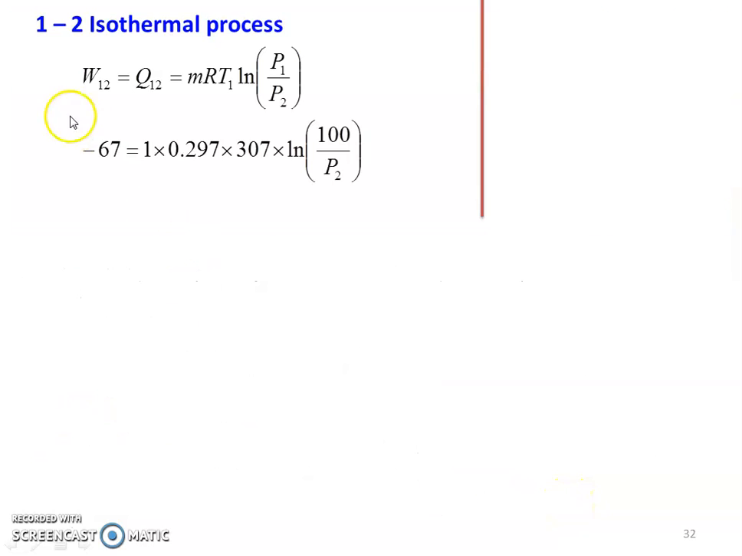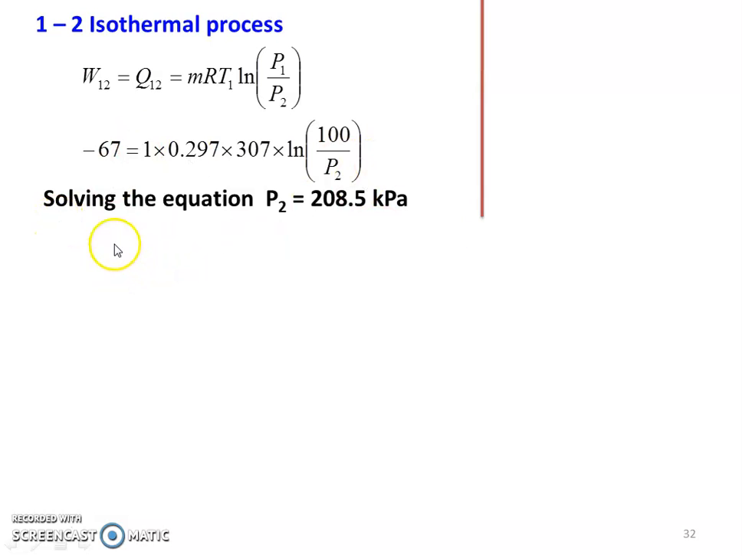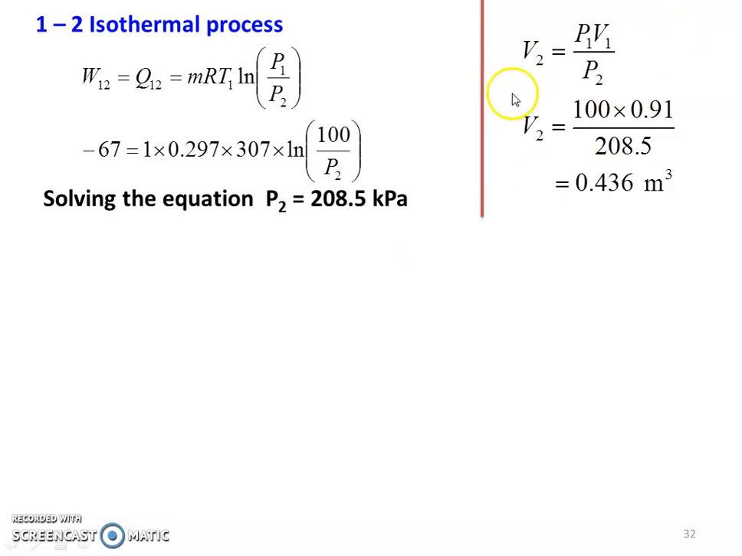Then for isothermal process, W12 equal to Q12 equal to mRT1 into logarithm of P1 by P2. So, minus 67 equal to 1 into 0.297 into 307 into logarithm of 100 by P2. So solving this equation, pressure P2 equal to 208.5 kilopascal. V2 equal to P1 V1 by P2 for isothermal process. So V2 equal to 100 into 0.91 divided by 208.5 equal to 0.436 meter cube. So we found P2 and V2.